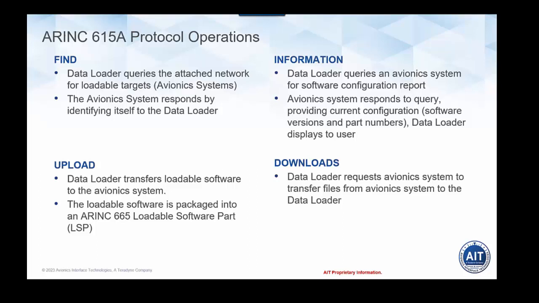Then there's the information operation. This is an operation that 615A provides a spec for that gives a standard way for a data loader to query and then receive and display current configuration status information from an avionics system. So it's, in a nutshell, the way that the data loader asks the avionics system to provide its current software that's loaded, the rev levels of that software, and the part numbers of that software, so that it can be displayed to a user.